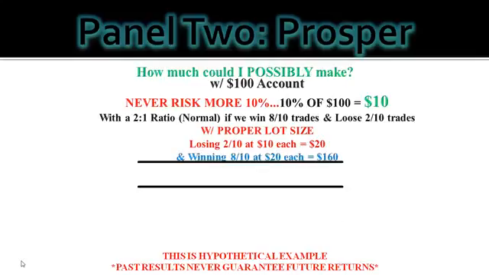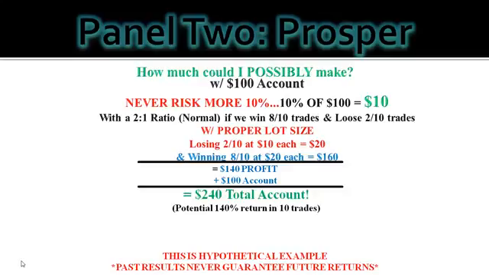Now, if we're winning 8 out of 10 trades, and it's a 2-to-1 ratio, that means we're winning $20 per trade. If we win 8 trades at $20 a piece, that's $160. Now, we didn't make $160 because we took a $20 loss. So that's a $140 profit, guys. With a $100 account, you have a total of $240 now in your account. That's a potential 140% return in 10 trades.